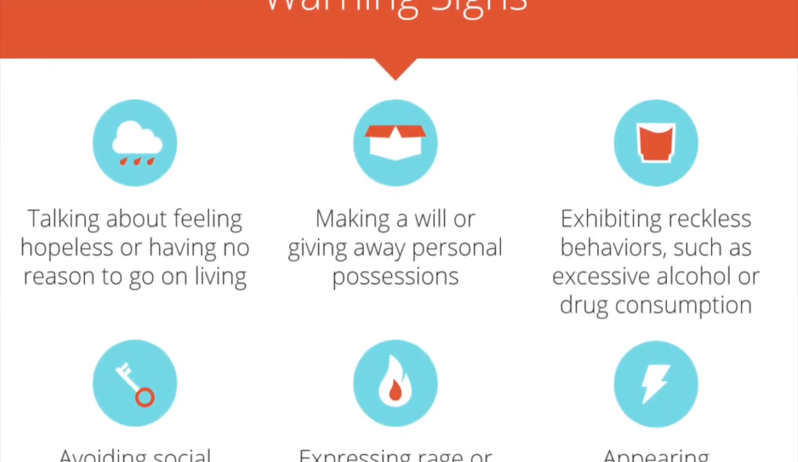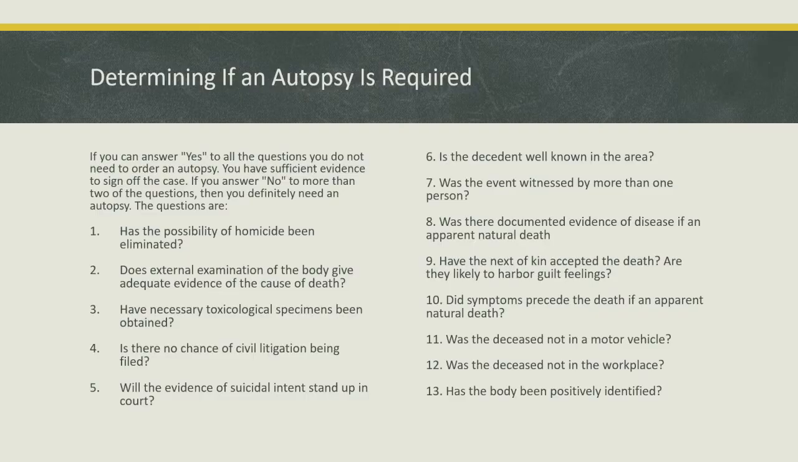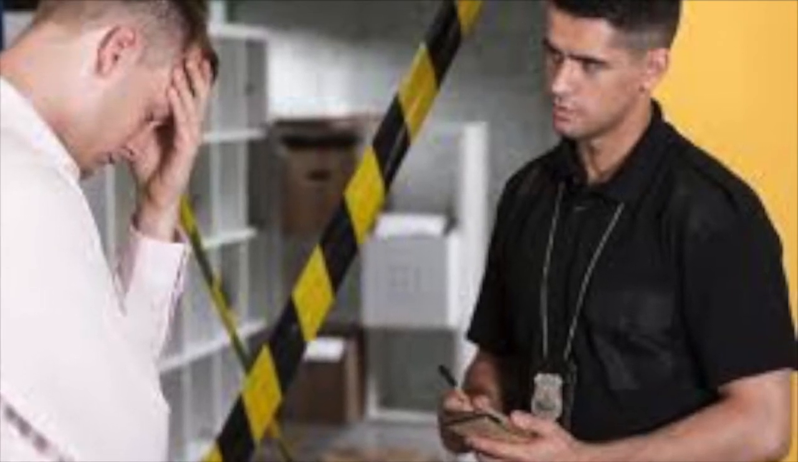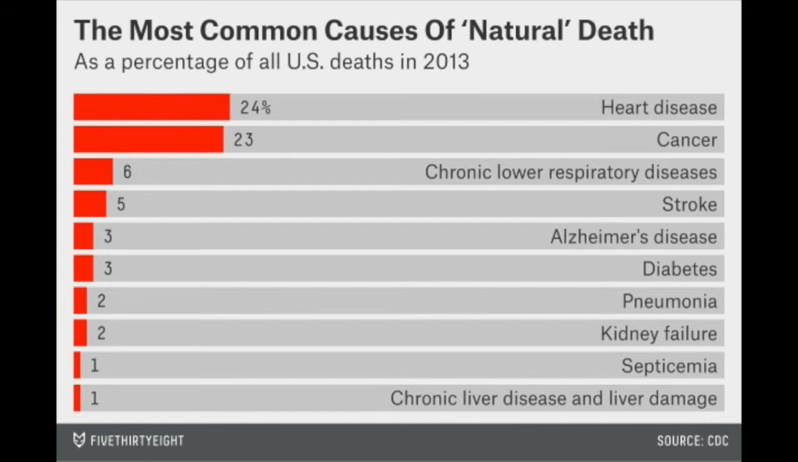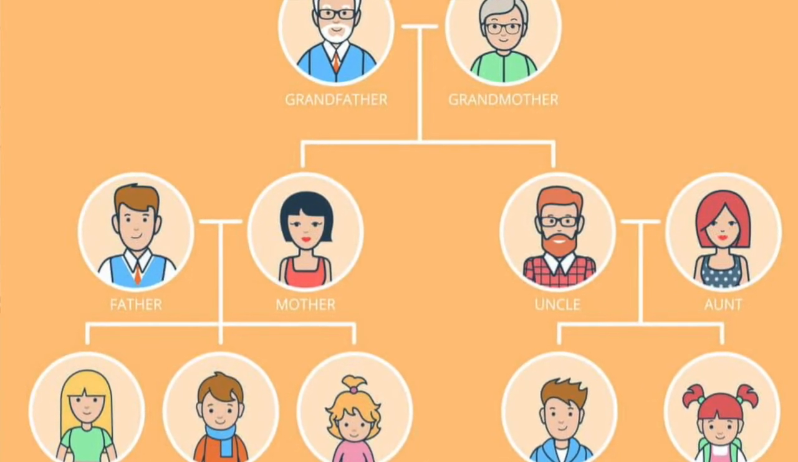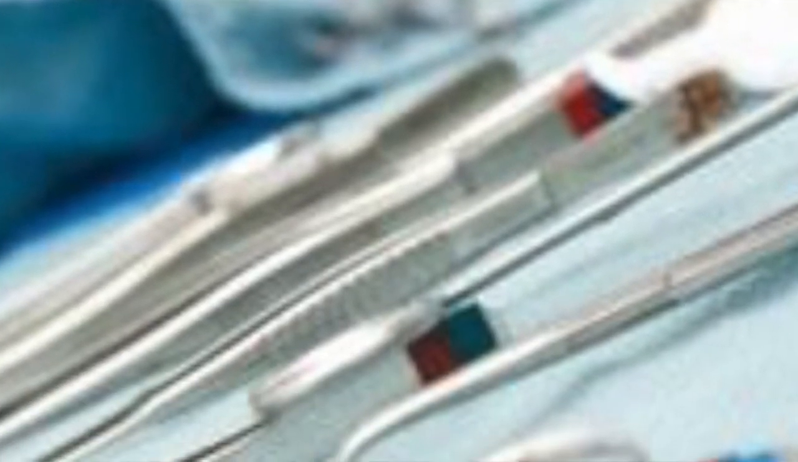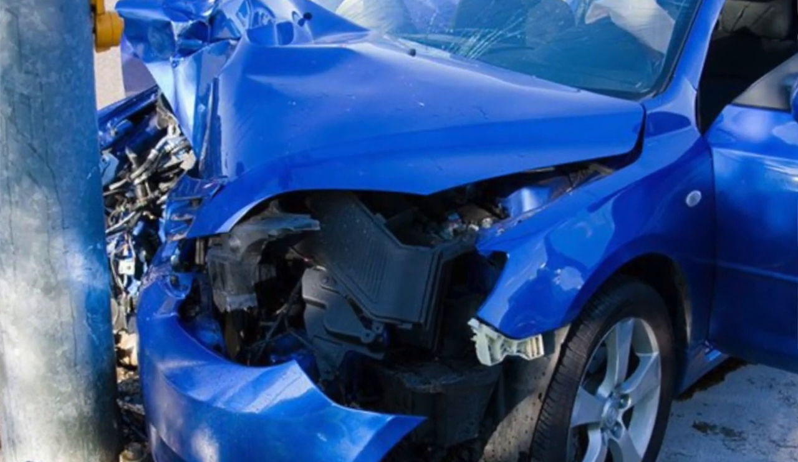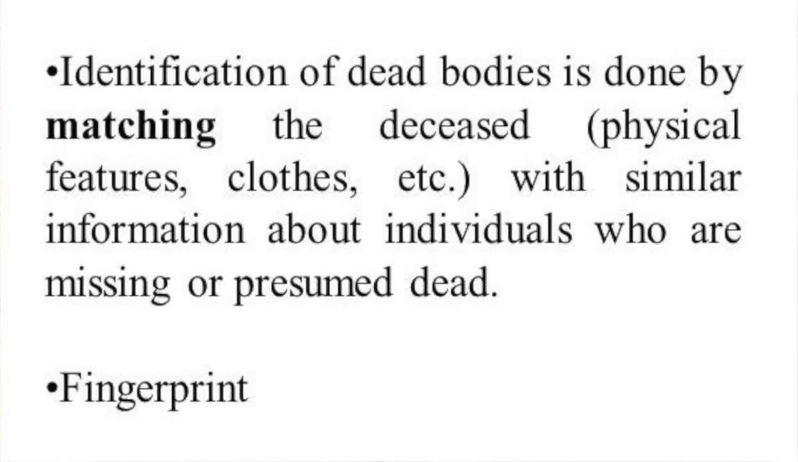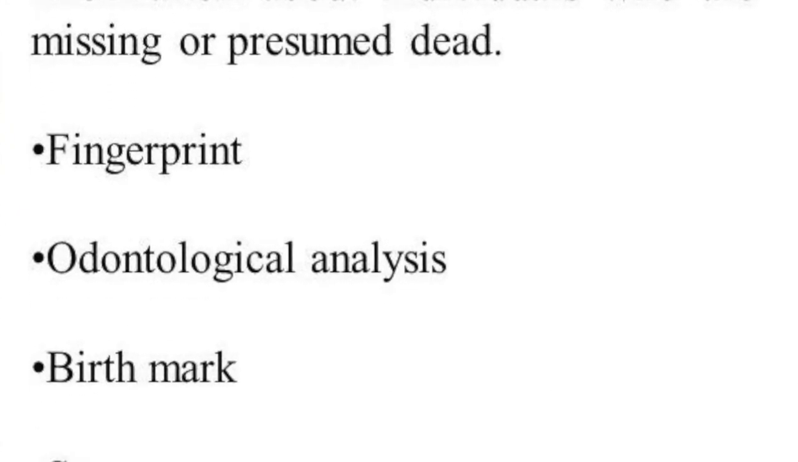5, will the evidence of suicide intent stand up in court? 6, is the decedent well known in the area? 7, was the event witnessed by more than one person? 8, was there documented evidence of disease if an apparent natural death? 9, have the next of kin accepted the death? Are they likely to harbor guilt feelings? 10, did symptoms precede the death in an apparent natural death? 11, was the deceased not in a motor vehicle? 12, was the deceased not in the workplace? 13, has the body been positively identified?